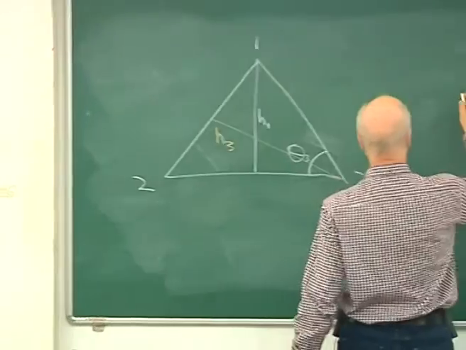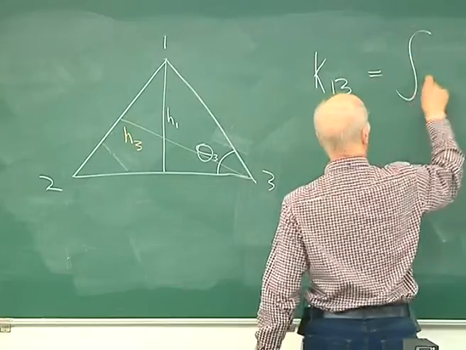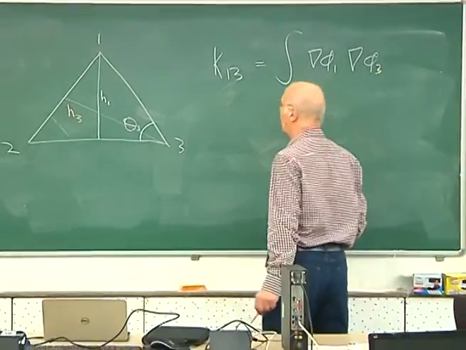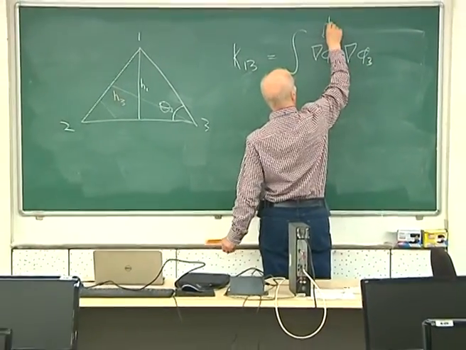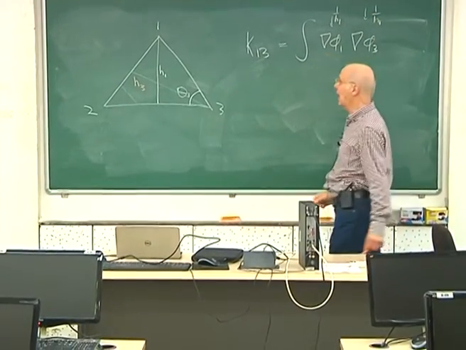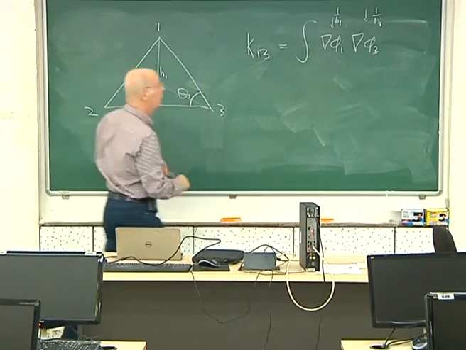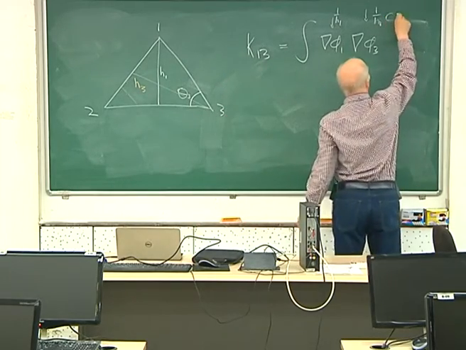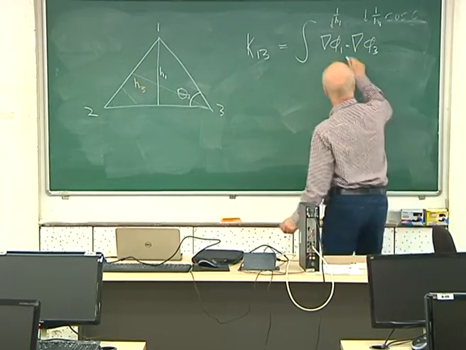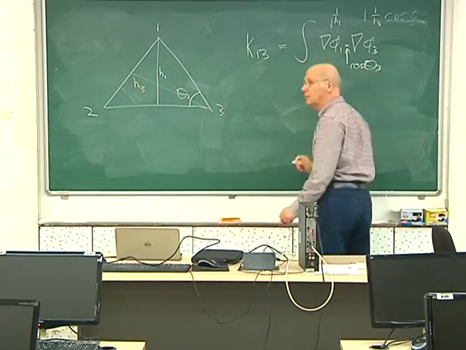So the K1,3 is the integral of phi 1, phi 3. This is 1 upon h1. This is 1 upon h3. And the angle between them, between that vector and that vector, is actually theta. And I form the dot product. I get a cos theta 3. Okay?